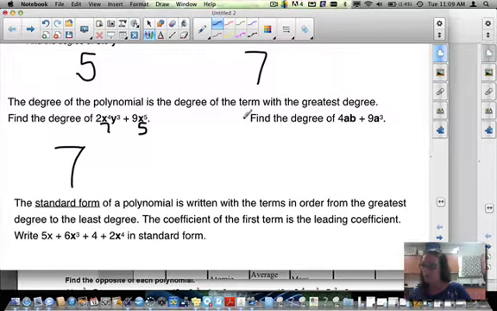Next example, find the degree of 4ab plus 9a cubed. Well, 4ab has a degree of 2. 9a cubed has a degree of 3. So the highest degree is 3. So that would be the degree of the polynomial.